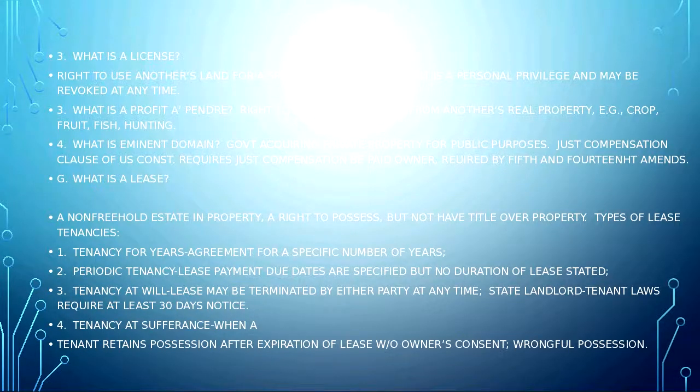Tenancy at will, where a lease can be terminated by either party at any time. State landlord-tenant laws usually require at least 30 days notice before you can request a tenant vacate upon termination of the tenancy at will status. Tenancy at sufferance. This is when a tenant regains possession after expiration of a lease without the owner's consent. We sometimes simply refer to it as adverse possession.